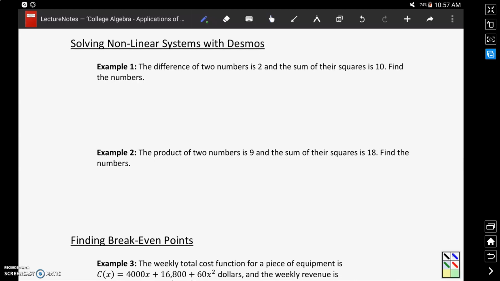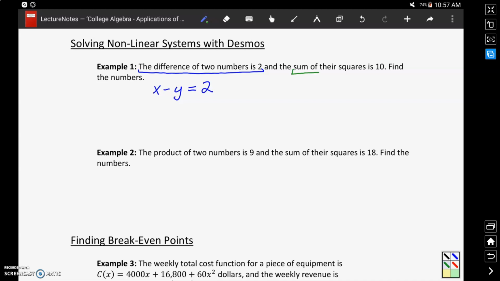In example 1, we're told that the difference of two numbers is 2, and the sum of their squares is 10. We want to find those two numbers. We can set this problem up by translating these two statements. First, we're told that the difference of two numbers is 2. So if we let our two numbers be x and y, the difference between those values should be 2.